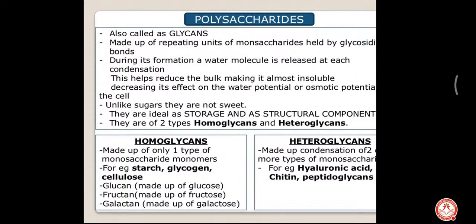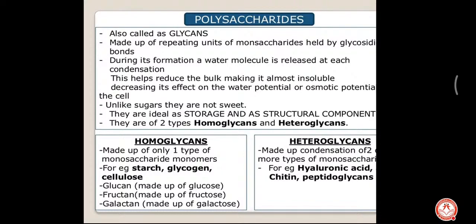Polysaccharides, also called glycans, are made up of repeating units of monosaccharides held by glycosidic bonds. During their formation, a water molecule is released at each condensation. This helps reduce the bulk, making them almost insoluble, decreasing their effect on the water potential or osmotic potential of the cell. Unlike sugars, they are not sweet. They are ideal as storage or structural components.